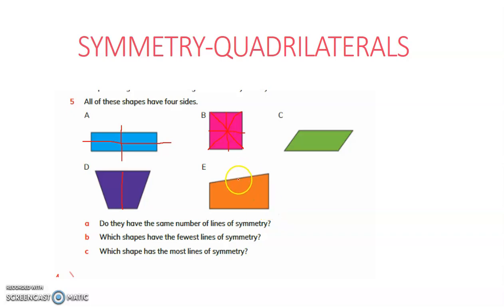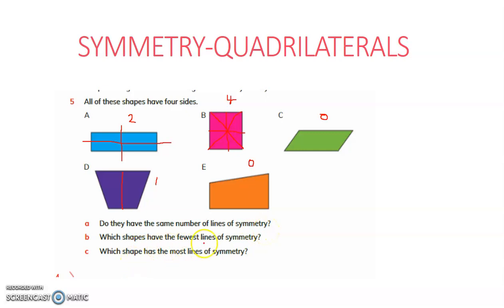Now coming to this, this has no vertical symmetry. It has no horizontal symmetry. This is not diagonally symmetrical. It is not symmetrical in either. So this has 2 lines of symmetry. And these 2 pictures have no lines of symmetry. So do they have the same number of lines of symmetry?